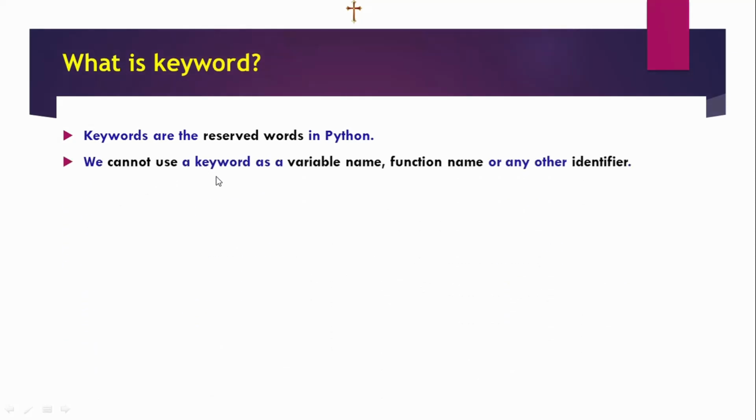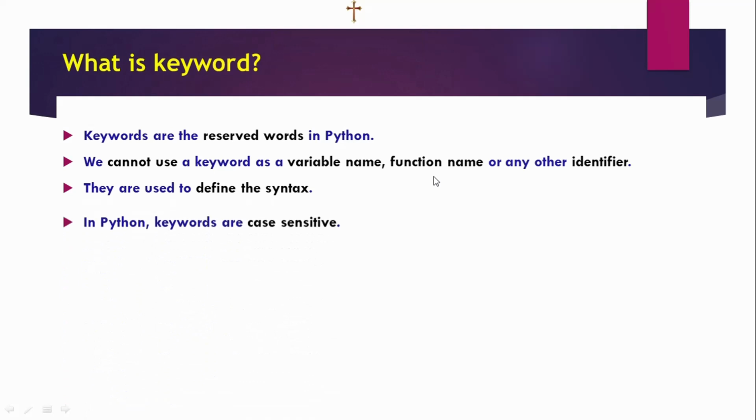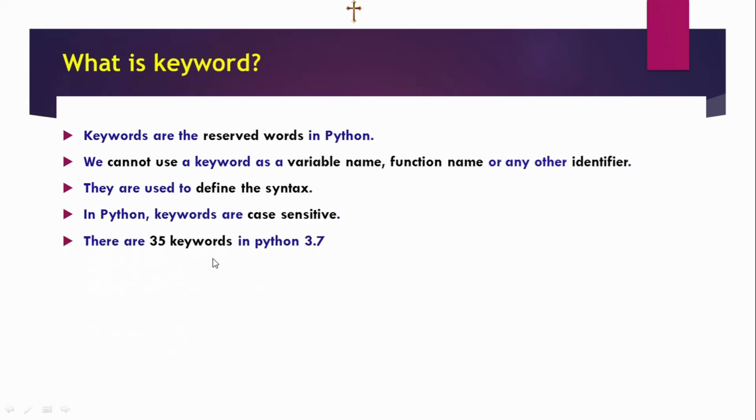We cannot use a keyword as a variable name or function name or any other identifier. They are only used to define the syntax. Then in Python, keywords are case sensitive. They may be fully lowercase or have only the first letter capital. Okay. There are 35 keywords in Python version 3.7.